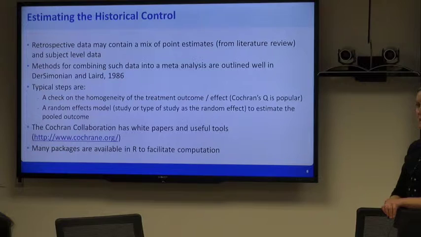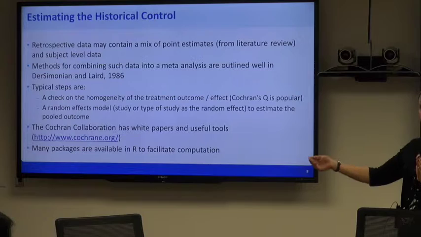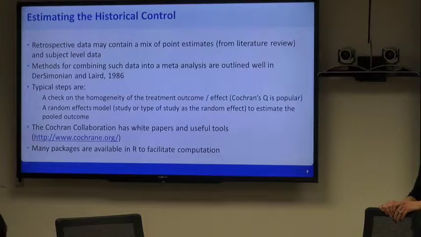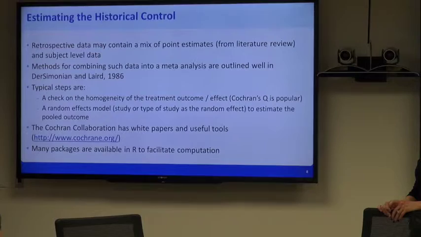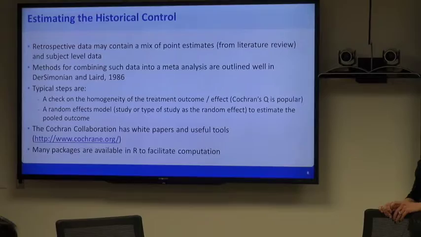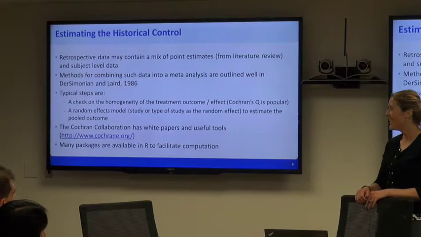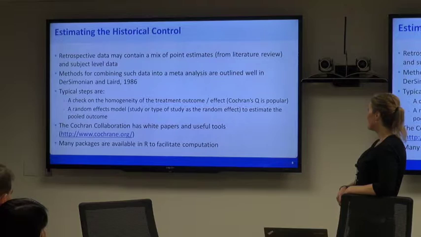And the typical steps one would undertake in this stage of the process would be first to check on the homogeneity of the treatment outcome, right? So across the databases or across the published reports you have, are the results generally consistent? Are there any that stand out as dramatically different from the rest? And I think the most common way I've seen this tested is with Cochran's Q statistic. And this particular statistic is used often, and I think that's just because there's a lack of anything better. So it's not particularly powerful, and it doesn't really facilitate the interpretation unless there's something dramatically different about one piece of data.